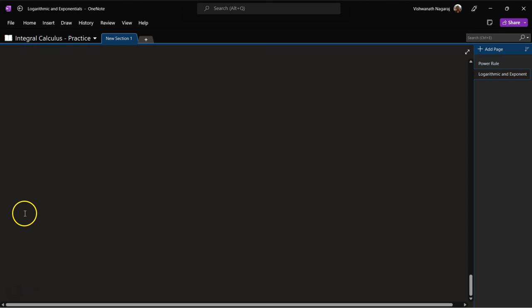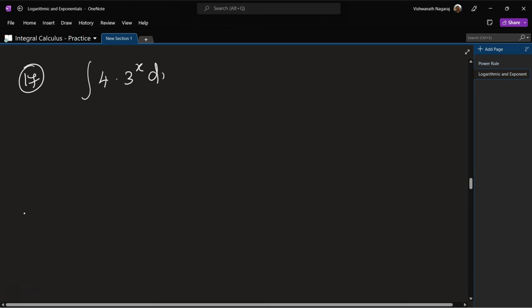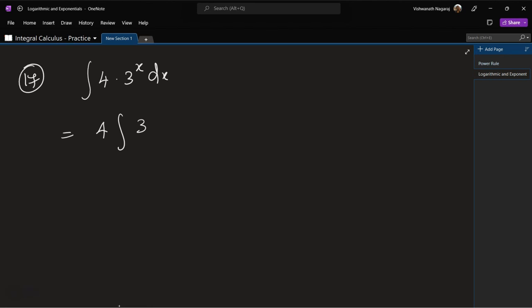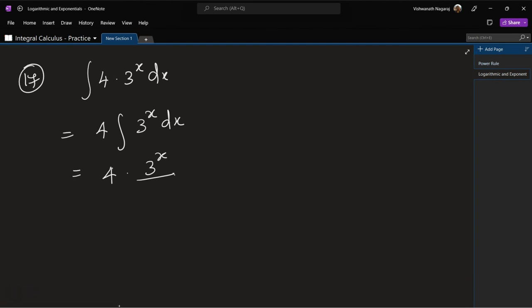Okay, 17th one. Integral of 4 times 3 to the power of x dx. 4 we can take it out. This becomes 3 to the power of x dx, which is equal to 4 times 3 to the power of x as it is divided by natural log of 3 plus c.